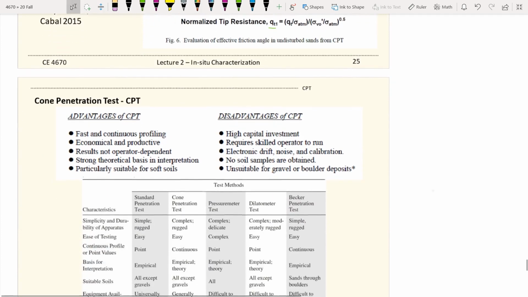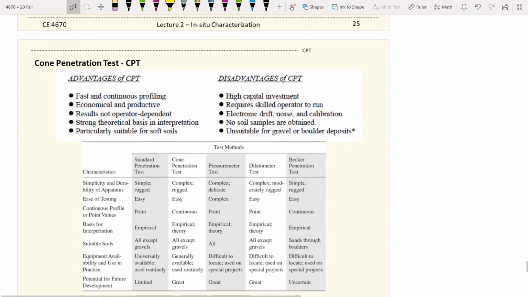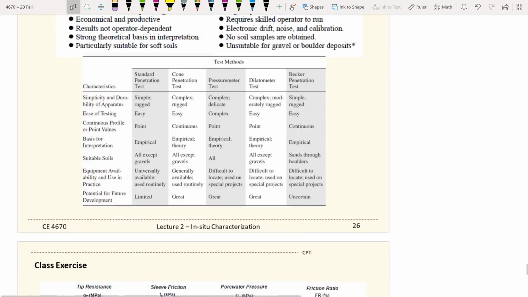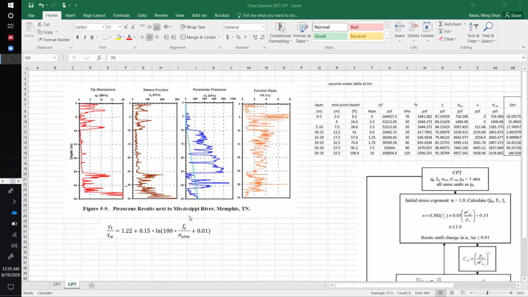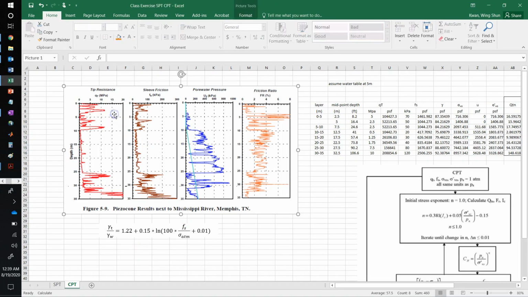Before we talk about the advantages and disadvantages of CPT, let's do a class example together. This is the class exercise. You see on this spreadsheet, which is also available on Canvas, the picture here is exactly the same as the one displayed in your lecture notes. So it has the CPT tip resistance, the side friction, and also the pore water pressure. The friction ratio is pretty much just the ratio between the side friction and the tip resistance.